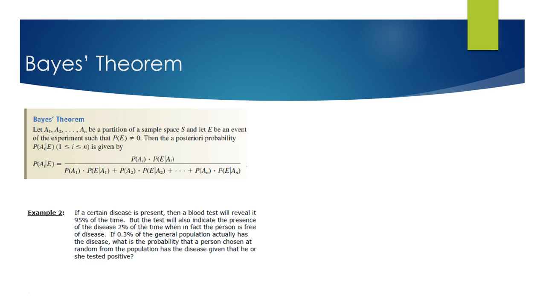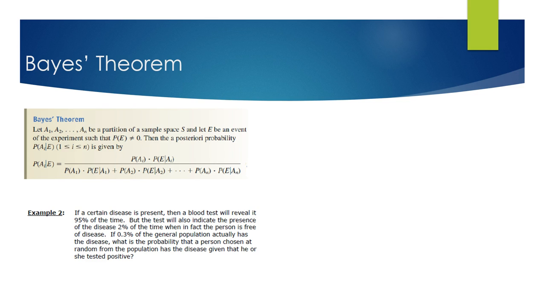If a certain disease is present, then a blood test will reveal it 95% of the time. But the test will also indicate the presence of the disease 2% of the time when in fact the person is free of disease. If 0.3% of the general population actually has the disease, what is the probability that a person chosen at random from the population has the disease, given that he or she tested positive?